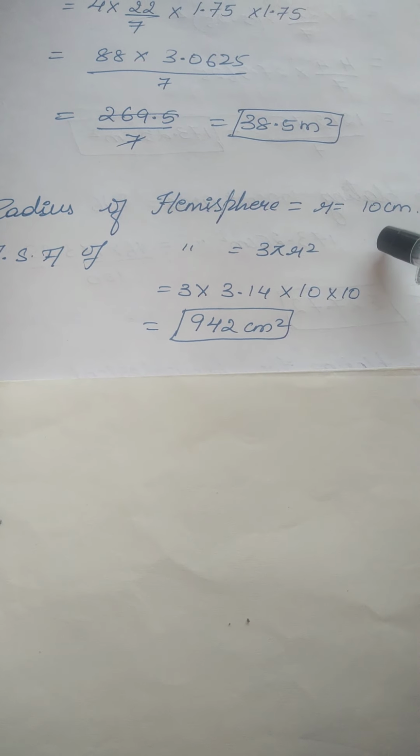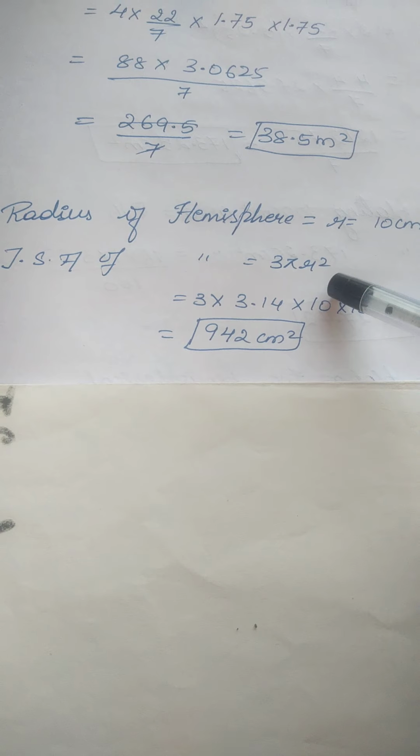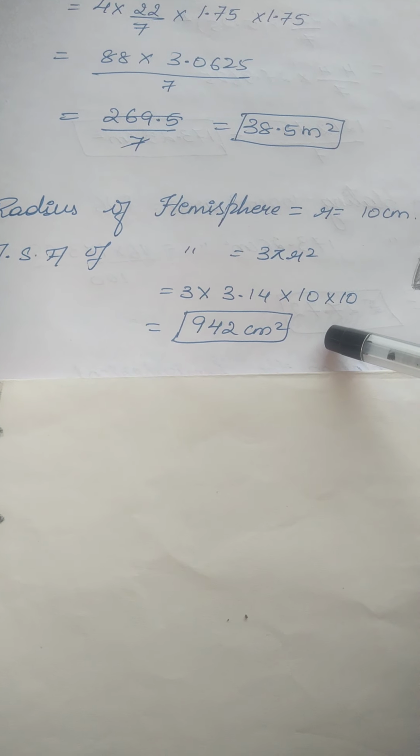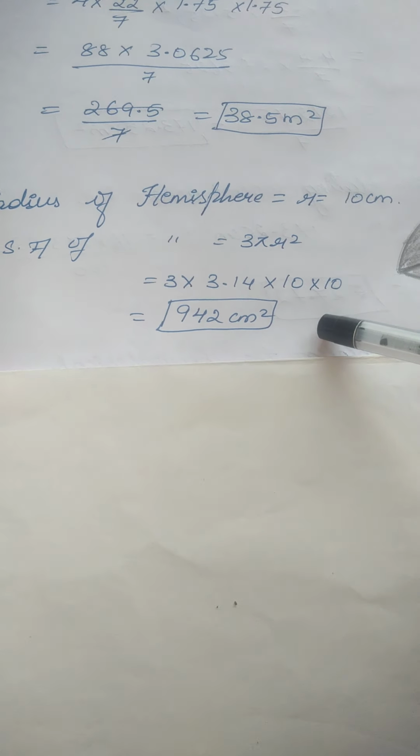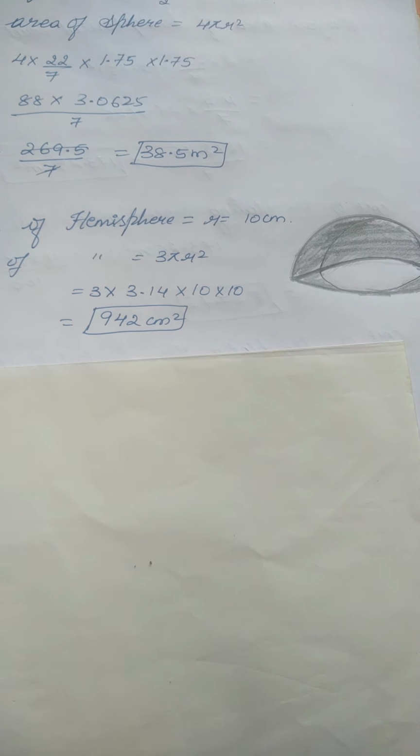Radius of hemisphere is given as 10 centimeters. TSA is 3 pi r square. Substituting pi as 3.14 and multiplying the values, I will get 942 centimeters square.